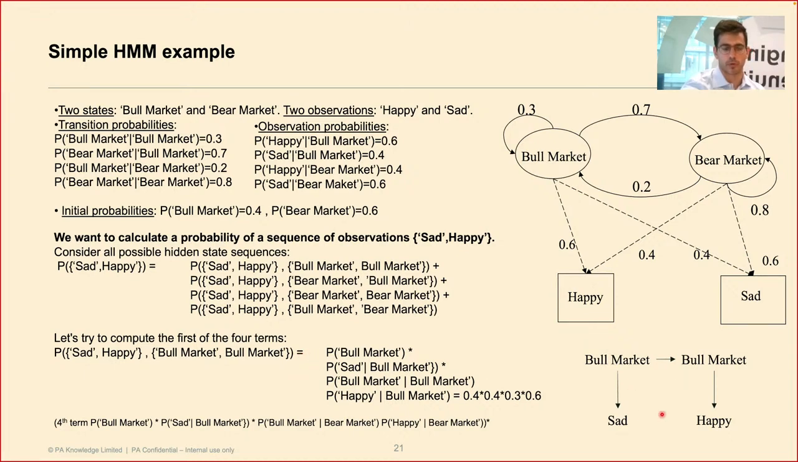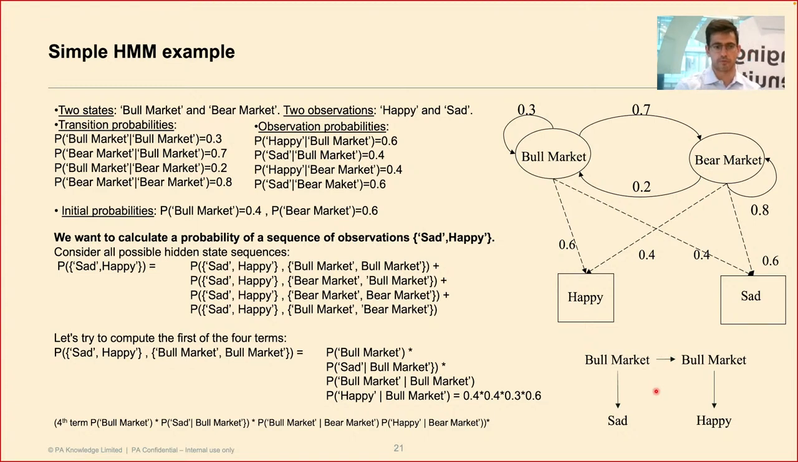We can work that through the state diagram, right? In the beginning, we have the observation of sad, given the fact that we have a bull market, which is that term here. We have the probability of being in the bull market as the first hidden state. We have the probability of the bull market given bull market, which is the middle arrow here. And then we have the probability of happy given bull market, which is the last arrow here. Essentially, the first part says that we can observe sad, happy based on multiplying all these probabilities, which gives us the situation on the bottom right.